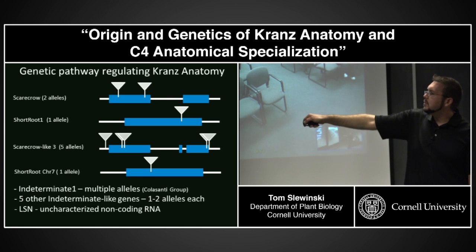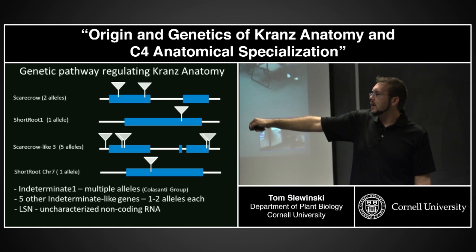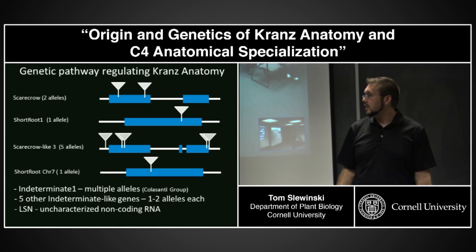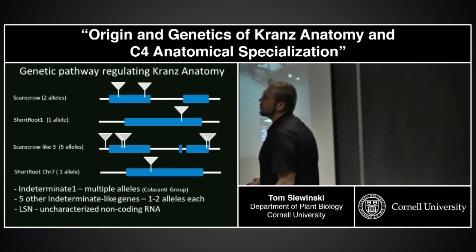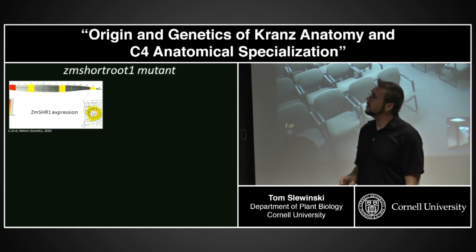I didn't have time today, but I started the forward genetics approach where I identified a Kranz mutant called LSN. It turned out to be a non-coding RNA. So I'm just going to briefly give you an example of a few of these other genes.